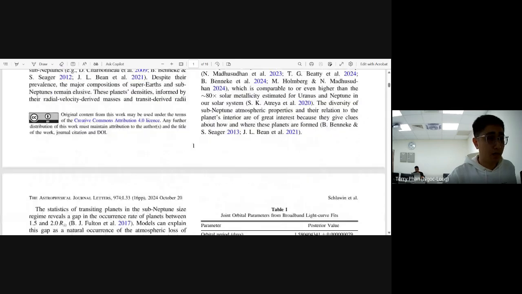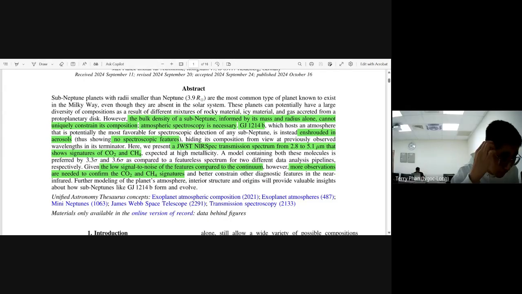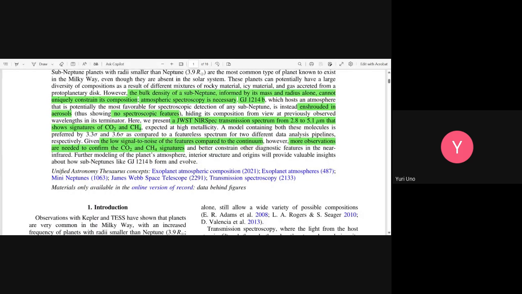So this is the first time a sub-Neptune atmosphere was investigated, thanks to the JWST's spectrum analyzer. Sorry, can you say that again? Yeah, the unique point of this paper is that this is the first time the atmosphere of a sub-Neptune was investigated using the JWST.